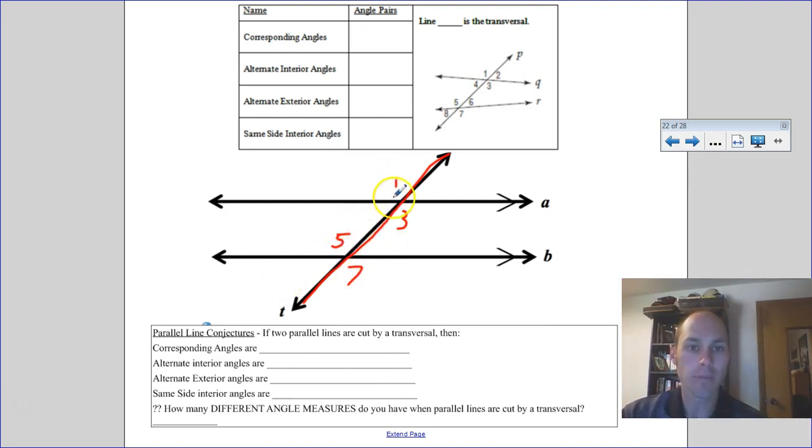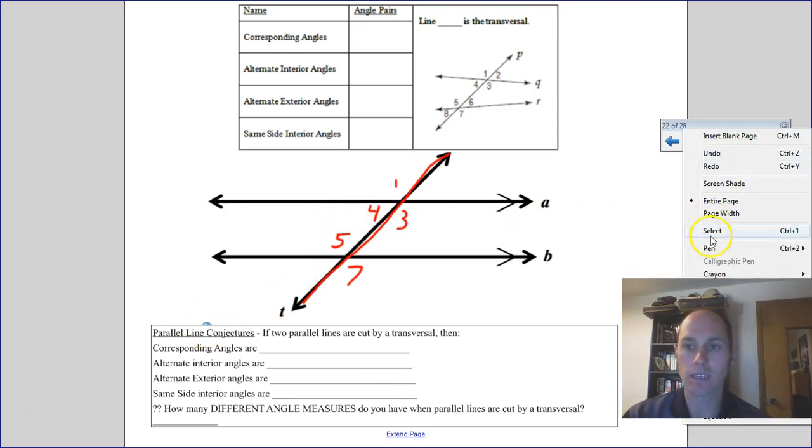Well, corresponding, it appears, what do you think? They look congruent, don't they? How about 3 and 5? Don't those look about the same? 1 and 7? Those look congruent too, don't they? And then same side interior, that would be like angle 4 and angle 5. Those don't look the same. What do you think is true about those? So let's take a look and explore that for a second on GeoGebra.